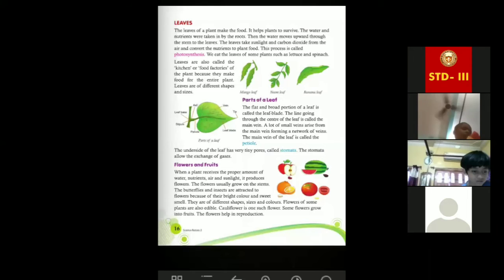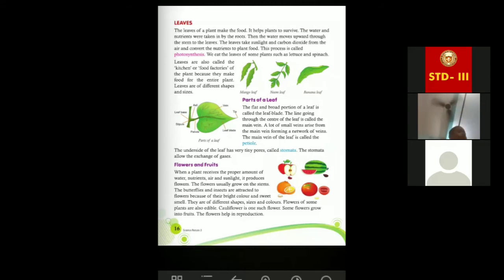At first, the water and nutrients are absorbed by the roots from the soil. The roots then transfer the water and the nutrients to the stem. You just imagine what I am telling you. Roots are absorbing water and nutrients from the soil, then they are giving it to the stem. Then the stem is carrying the water and nutrients and transports it to the different parts, mainly to the leaves.